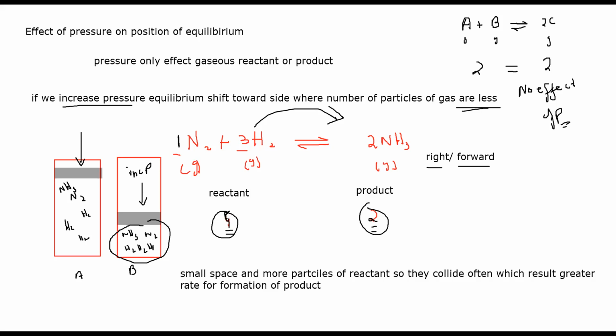But what happens if I compress them? I have both reactant and product, but because I compress, what does it increase? It increases the chance of collision between the reactant particles. Why? Because they are in a greater proportion. That's why it is shifting towards the right hand side.